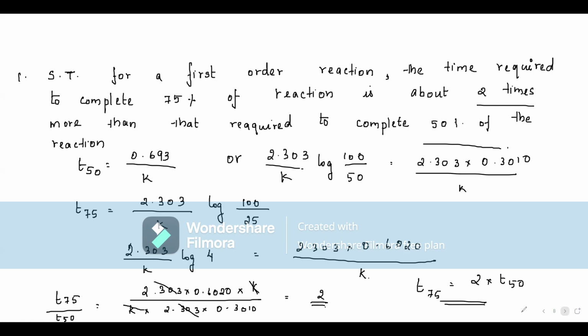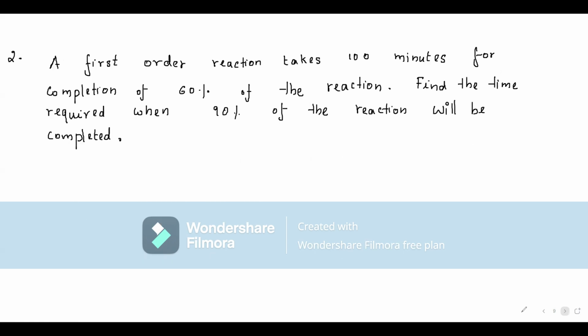Okay, so that was the first question. This is 2019's board question. Now, moving on to the next. A first order reaction takes 100 minutes for completion of 60% of the reaction. So when T is equal to 100, 60% of the reaction is over. Find the time required for 90% of the reaction. So T90 is what you should calculate.